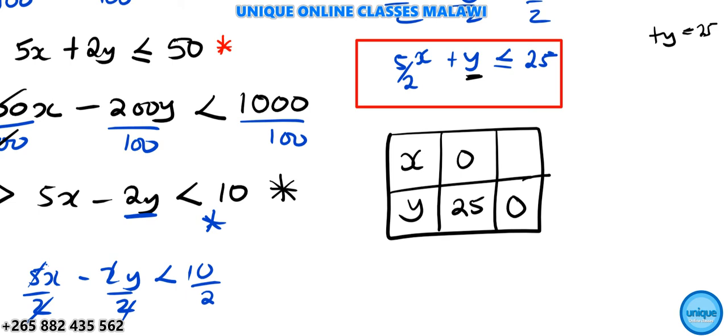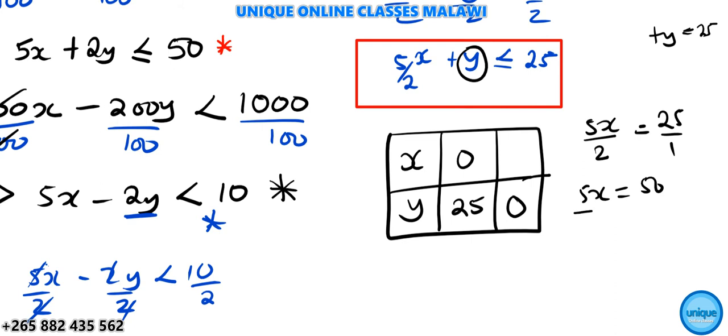We should find the value of x when y is equal to 0. So what will happen is 5x over 2 plus 0, which is 0, is equal to 25. Cross multiplication leads us into 5x is equal to 50. If you divide both sides by 5, then we are going to have x as 10. Then we are also done with the table of values.